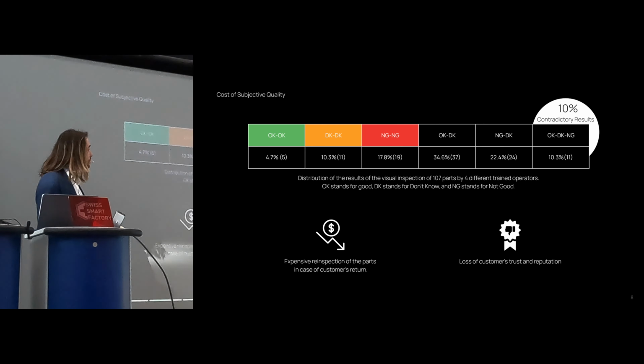So visual quality inspection is done by humans, right? I think we're all human, so we know this. We are extremely easily influenced by external factors, and therefore visual quality inspection is very hard to standardize.